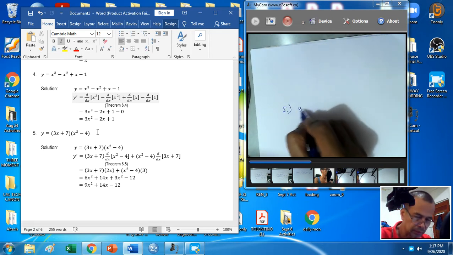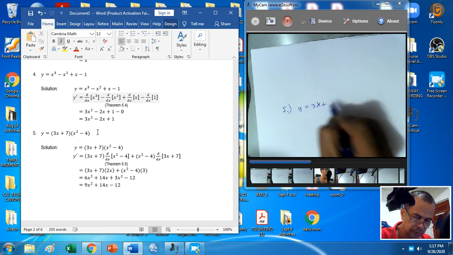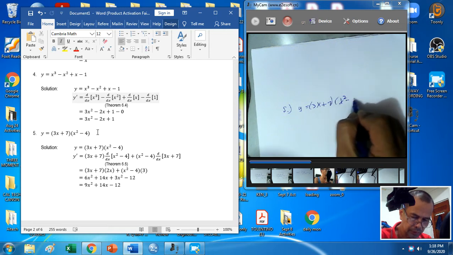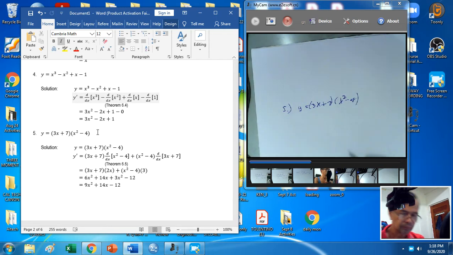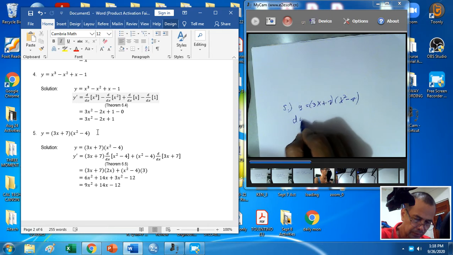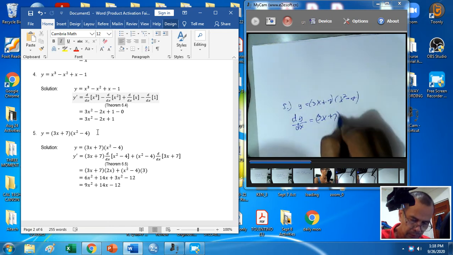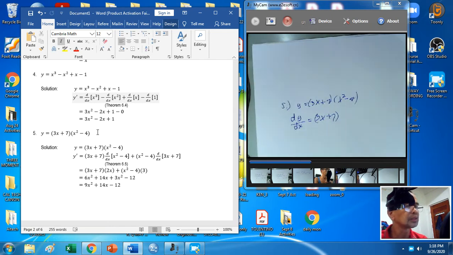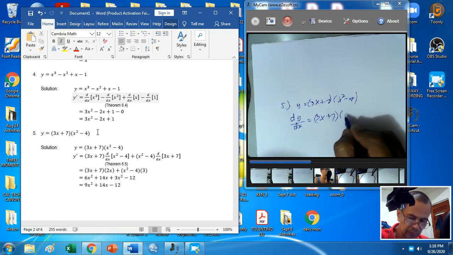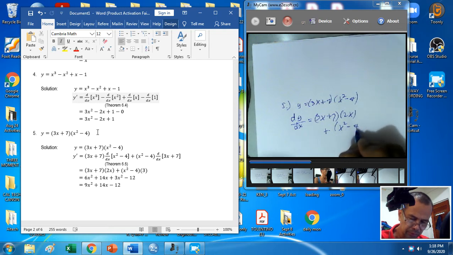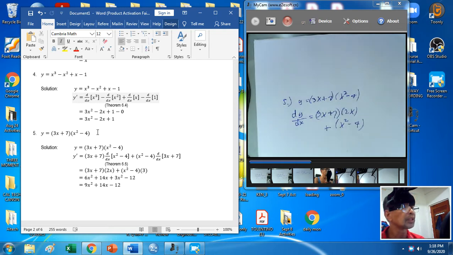So, y equals what? 3x plus 7 times x squared minus 4. Using the derivative of a product, our dy/dx is equal to 3x plus 7 times the derivative of this. What's the derivative of that? That is 2x, plus x squared minus 4 times the derivative of 3x plus 7. What's the derivative of 3x plus 7? That is 3, just 3.